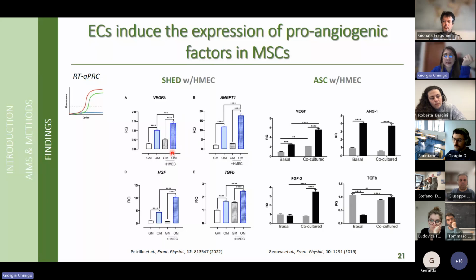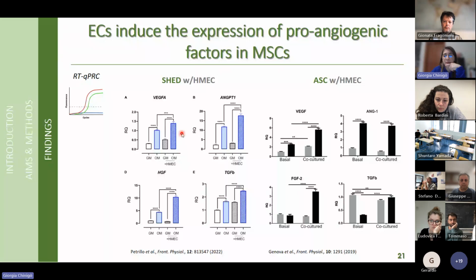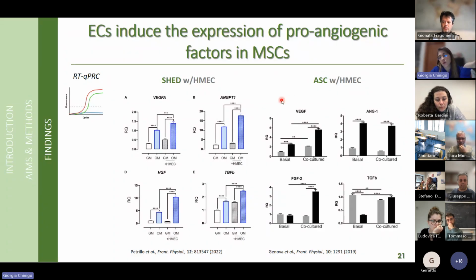But this upregulation is even more pronounced in the presence of endothelial cells, thus supporting the idea that the presence of endothelial cells further enhances the recruitment by mesenchymal stem cells of new endothelial cells by secreting factors like VEGF and angiopoietin-1. Also in this case, we observed the same with SHED and with ASC.